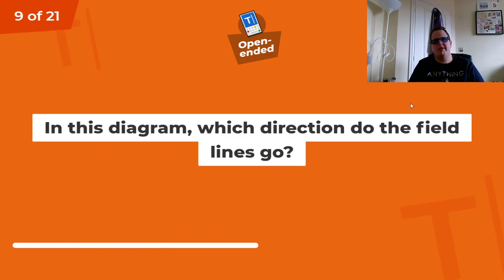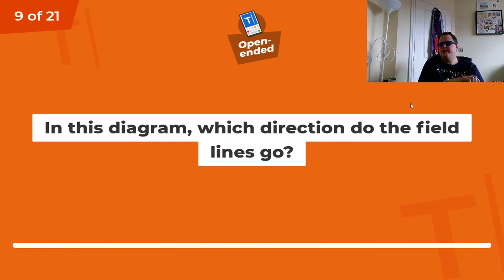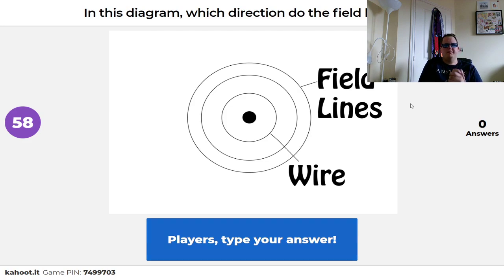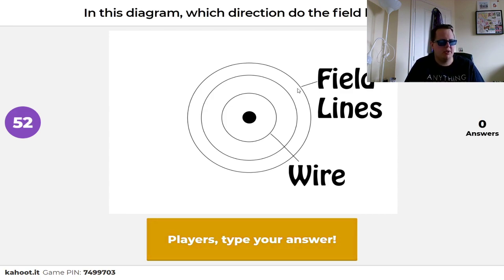Okay, so in the diagram, which direction do the field lines go? In this diagram, I've got a wire in the middle here, and these other two are field lines. Which way do they go?